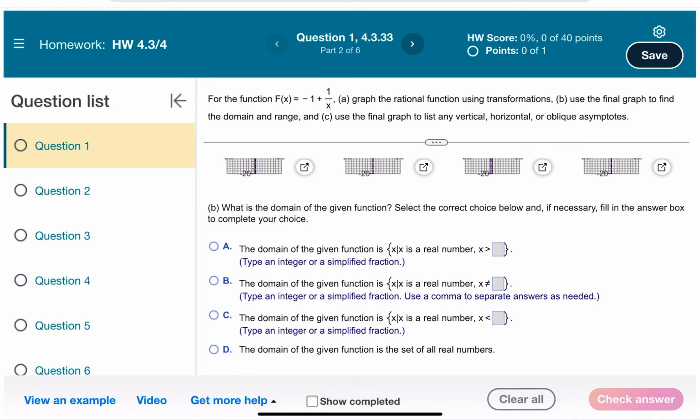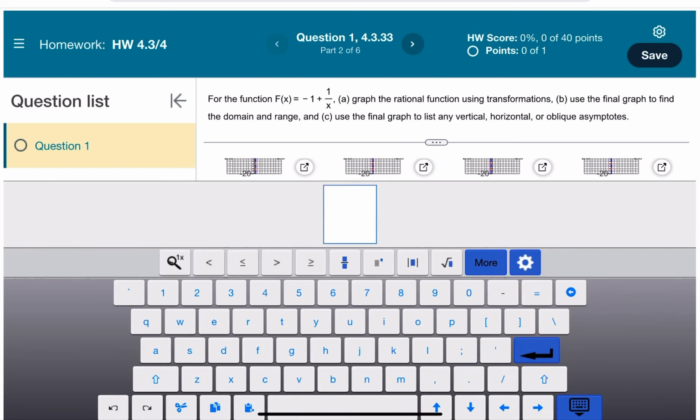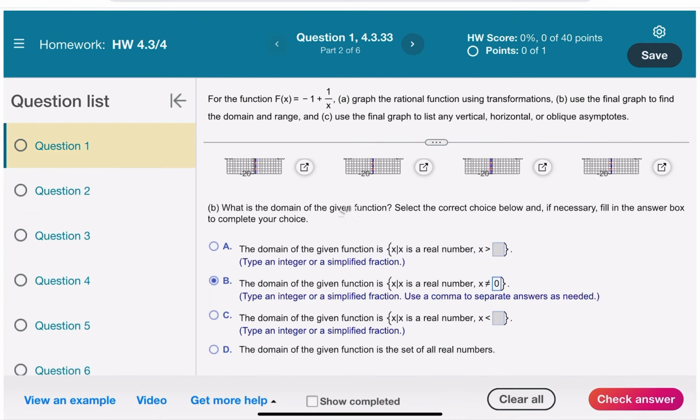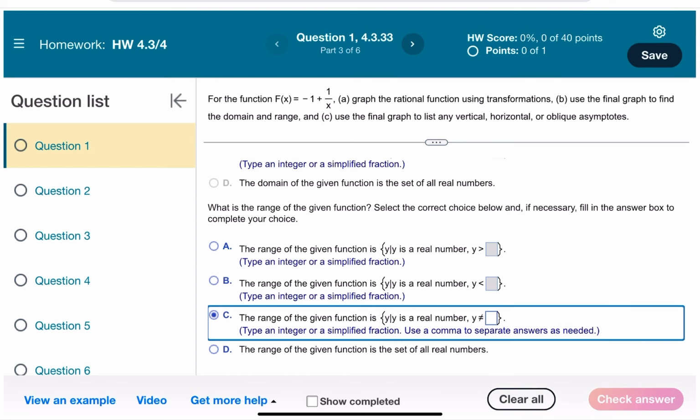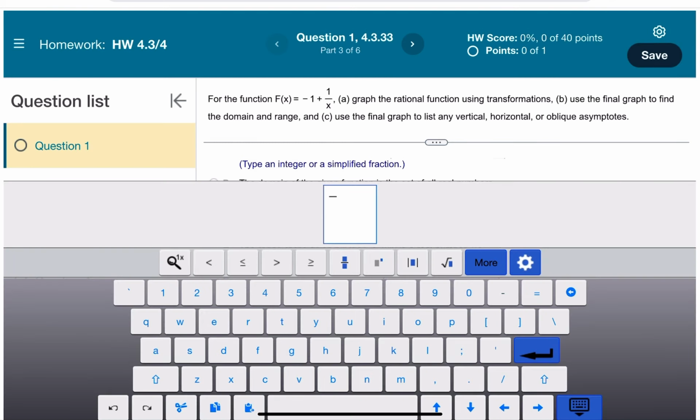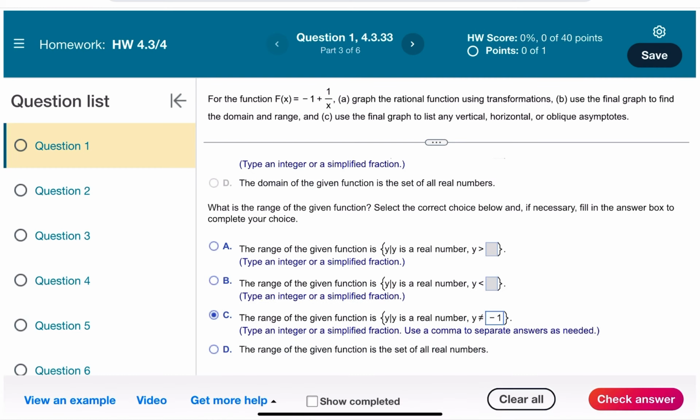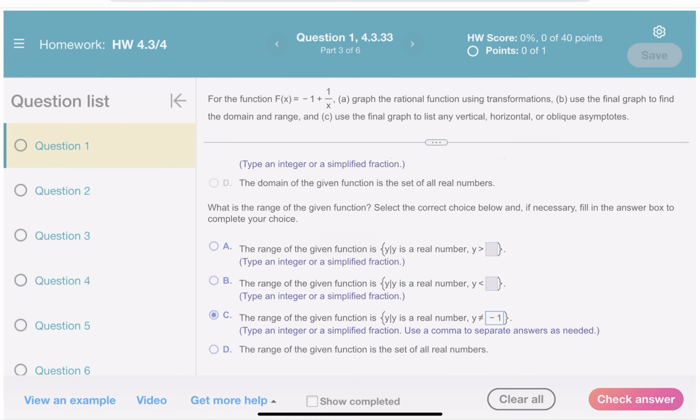Nice. So again, for the domain, there was no horizontal shift. So really, it's all real numbers except 0. Okay? Hit enter. Good job. For the range, what is the range of the given function? Again, this shifted down. So had there been no shift, it would be all real numbers except 0 again. However, because there was a vertical shift down 1, it really is all real numbers except, you got it, -1, right? So that's because we have to consider the fact that it shifted down 1.